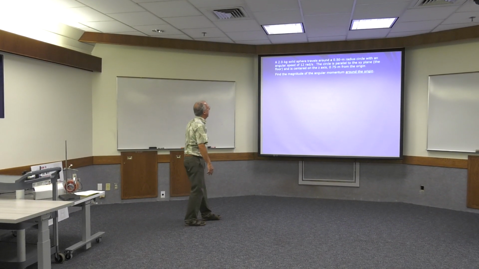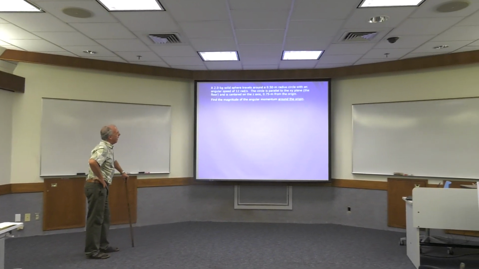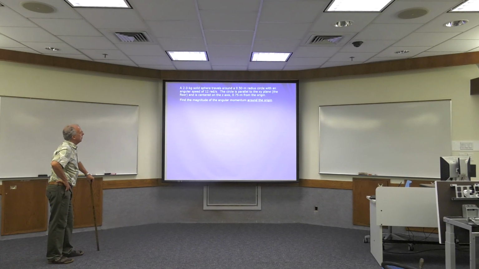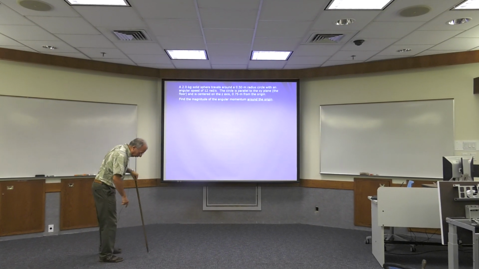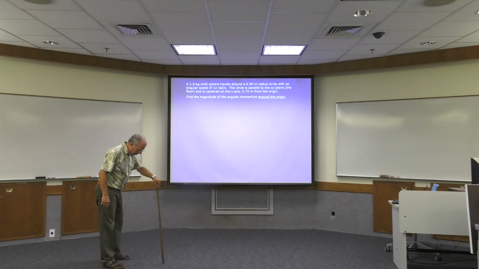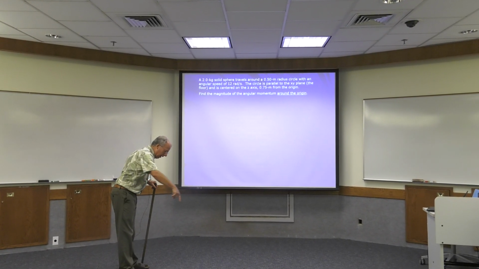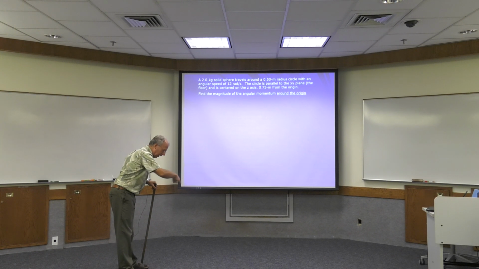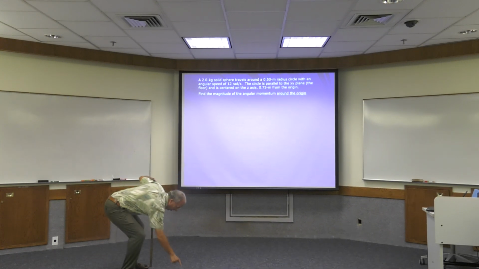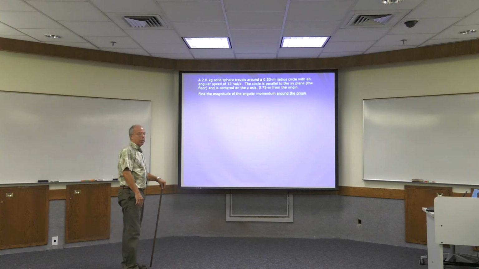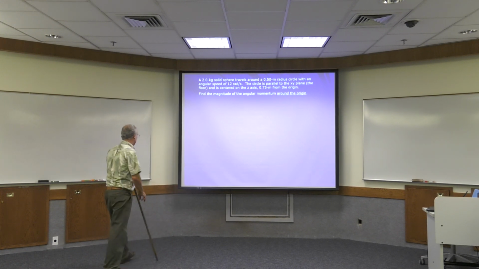All right. Find the magnitude of the angular momentum about the origin. Okay, now the origin is the floor, right here, where the meter stick touches the floor. That's the origin. And so we have this sphere going like this, and we want to find the angular momentum relative to this origin. Okay, so that's what we have to do.